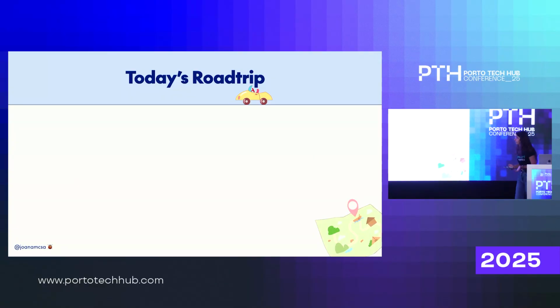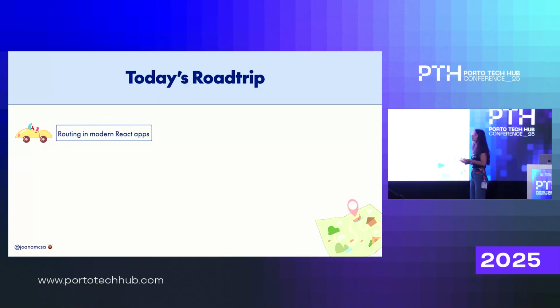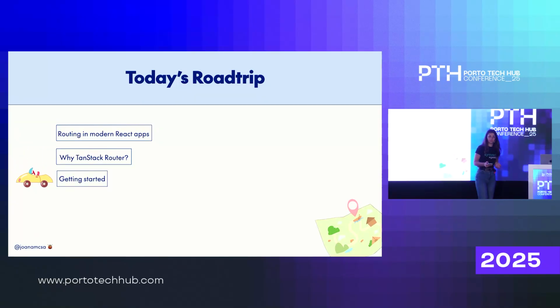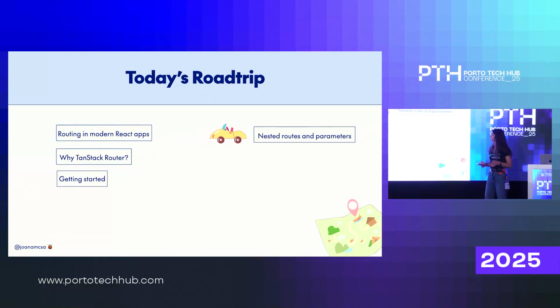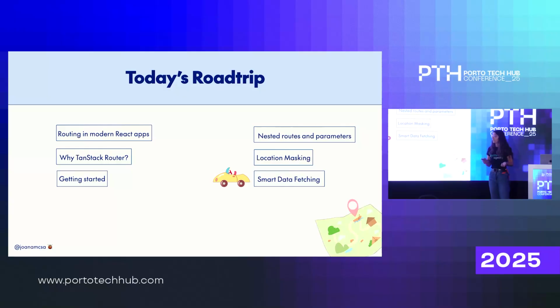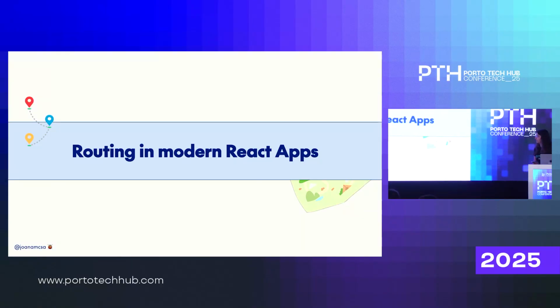So today's road trip. We'll start by looking at how routing is in modern React apps nowadays. Then we'll go through why we should consider TanStack Router. Then how we can get started by using it. We'll go through how to use nested routes and parameters. We'll see how we can mask our location, and finally, how we can data fetch and prefetch data like a boss. Okay, so let's get going, shall we?